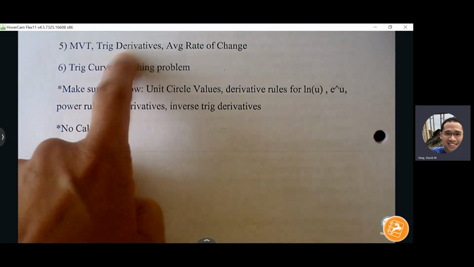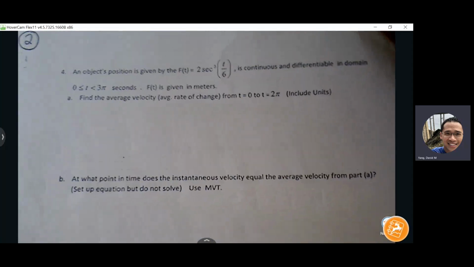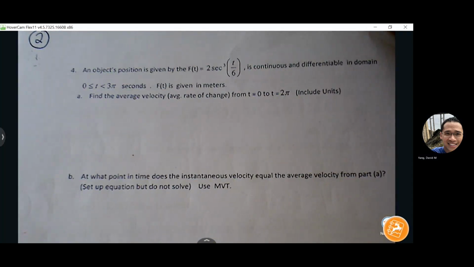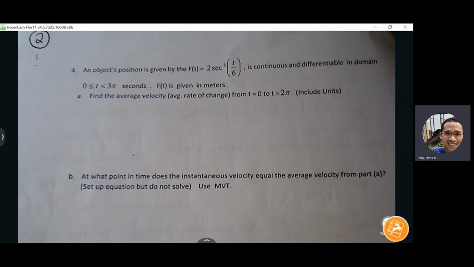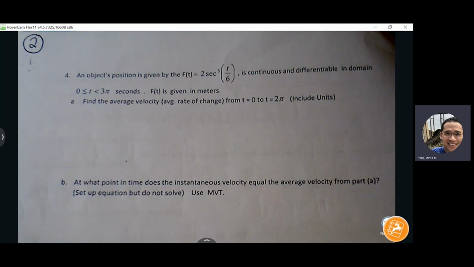For mean value theorem, trig derivatives, average rate of change, you can look on page 2 of your original packet. This is not the help session packet, it's the review packet here. So I did this in the help session this morning, and we should have already done this. I just want to walk through the process again. So this is page 2, number 4. Yeah, this is a help session problem.